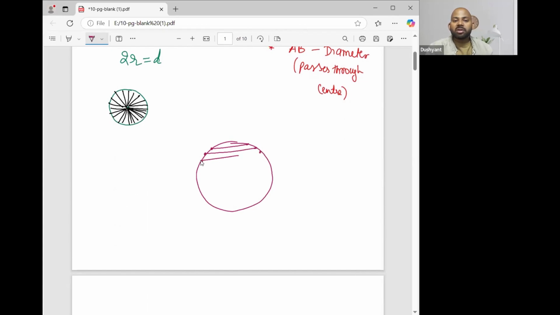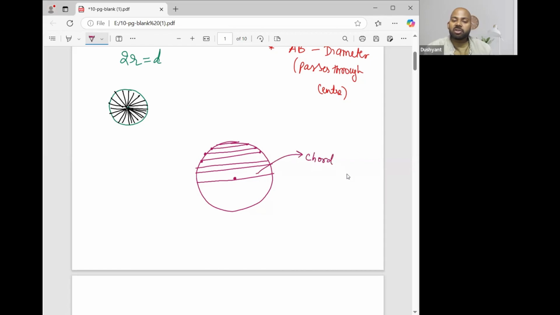So how many options are there? Infinite, right? I can make infinite chords. If I ask you which is going to be my longest chord, it will be the diameter. If we are closer to the circumference, the chord is very small. But if we move toward the center, I'll get greater and greater chords. The greatest chord that I'll get, the longest one, will pass through the center. So this is my chord also.